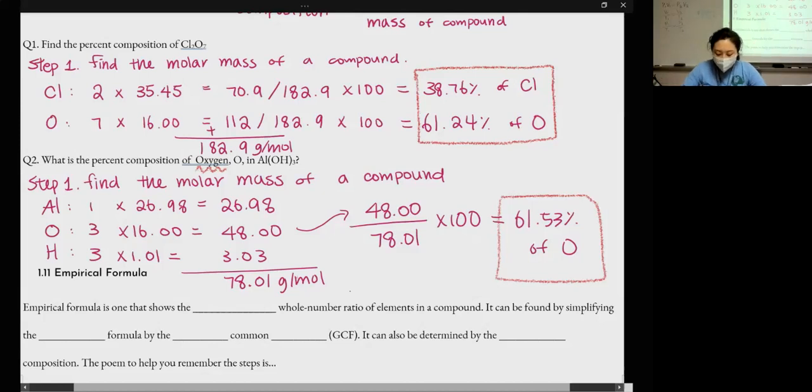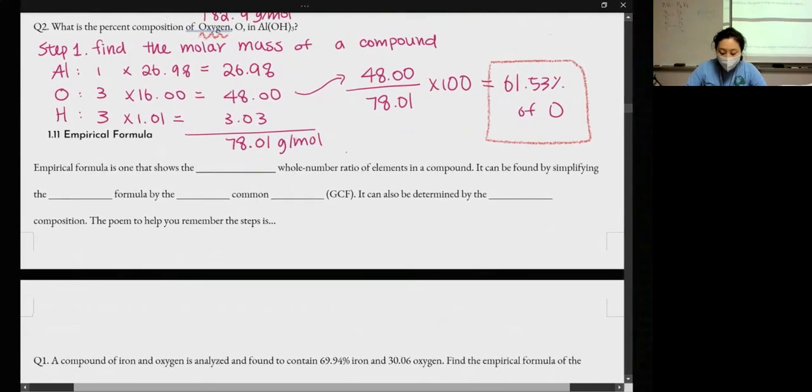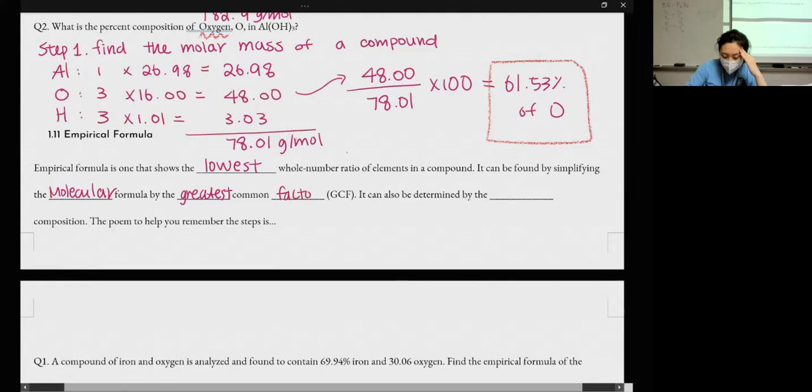All right, we're gonna move on to empirical formula. Empirical formula is the one that shows the lowest whole number ratio of elements in a compound. It can be found by simplifying the molecular formula by the greatest common factor.